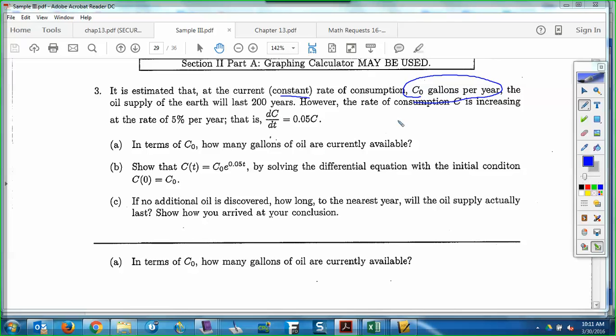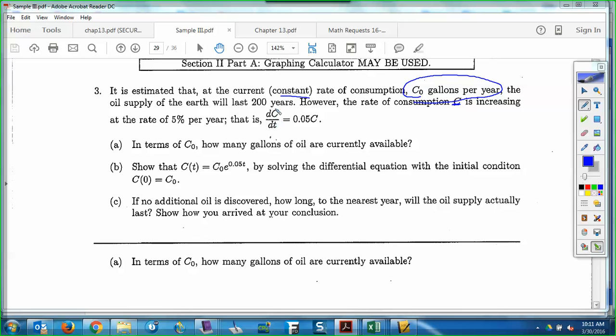So they're saying that the rate of consumption, C is the consumption, which again is gallons per year. So C, it's important to recognize, C is gallons per year. Okay, C sub 0 is just a constant. That's just a number, right? That's the rate we're using it right now. Okay, I think the hardest part of this problem is that C sub 0 number. If they would have just put a number there, I think this problem's much easier. But the rate of consumption is increasing at the rate of 5% per year.